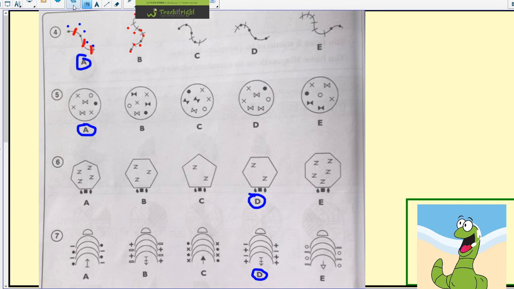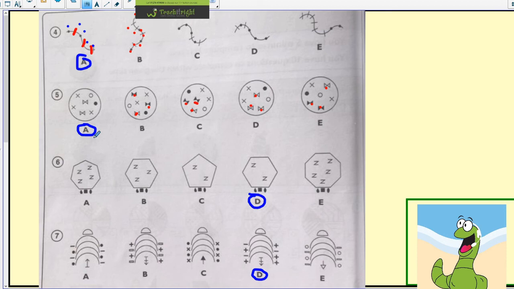Number 5. All the other figures have 3 bows and 2 crosses. So if we go through, 1, 2, 3 bows, 1, 2, 3 bows, 1, 2, 3 bows, 1, 2, 3 bows, and the same, we should then have 2 crosses. 1, 2, 1, 2, 1, 2, 1, 2. So that's why it's the incorrect one.